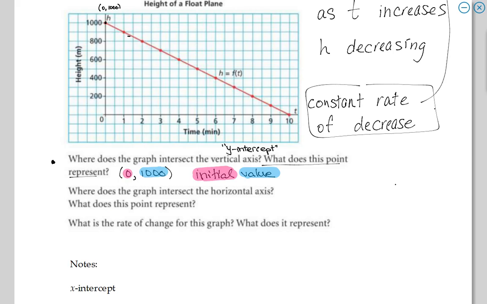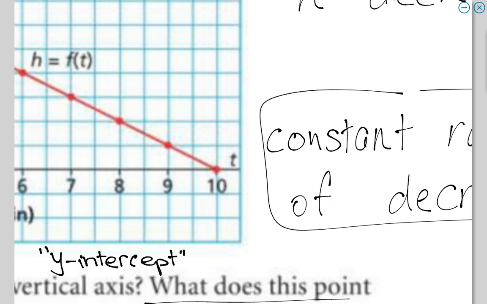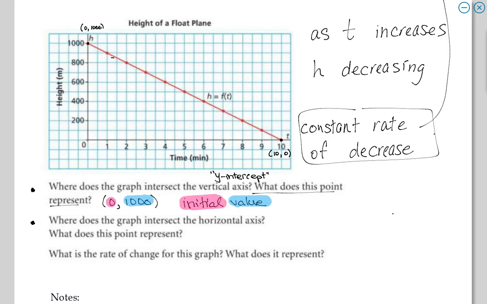All right, the second bullet here, where does the graph intersect the horizontal axis, and what does this point represent? Well, if you scan down over here, what's the ordered pair here? At 10 minutes, the height is 0. So in this context, what does this point represent? I would say it's the final value.